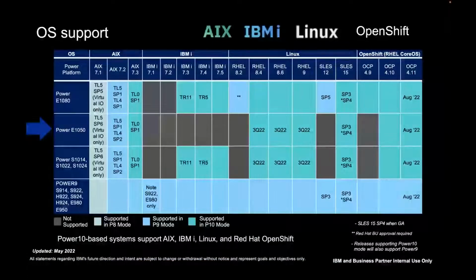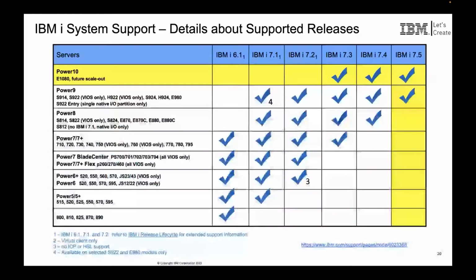So key to know what is the OS support. And here is a reference chart. I don't think we have to talk in detail, but the details are here should you need it. And then a bigger blowout of the I version. So we've got to be at 7.3 in order to run Power 10. We're going to run in Power 9 emulation mode, compatibility mode.